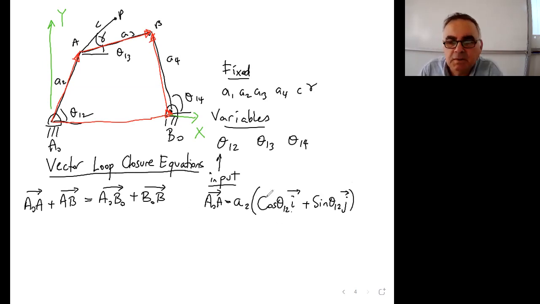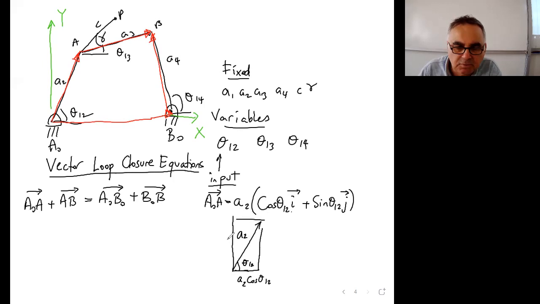Is this clear for everyone? I can write this vector, resolve it into its x and y components, like here. This has a length of a2. This is theta 1,2. So its x component is a2 cosine theta 1,2, and its y component is a2 sine theta 1,2. Okay, this should be clear for everyone. I guess that shouldn't be a problem. So A0A is the following vector.